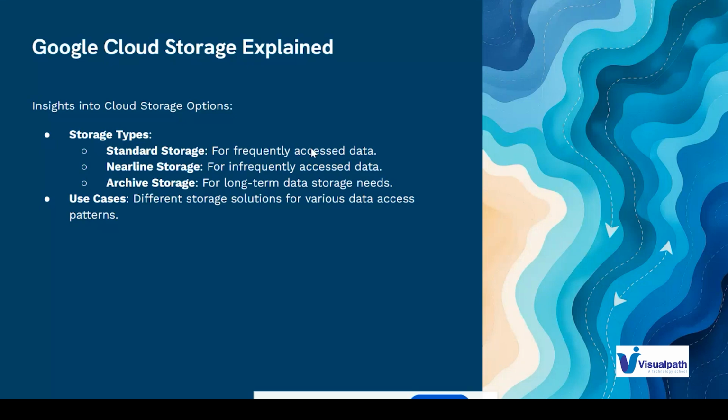Standard can be useful for frequently accessed data. If you want to access that bucket frequently, then you can use this class. Nearline is for data you don't access daily, but monthly or so. Archive is for the long term, if you want to access it only yearly, then you can go to the archive storage. There is also a cost difference between these storage classes. We will discuss more about this later.